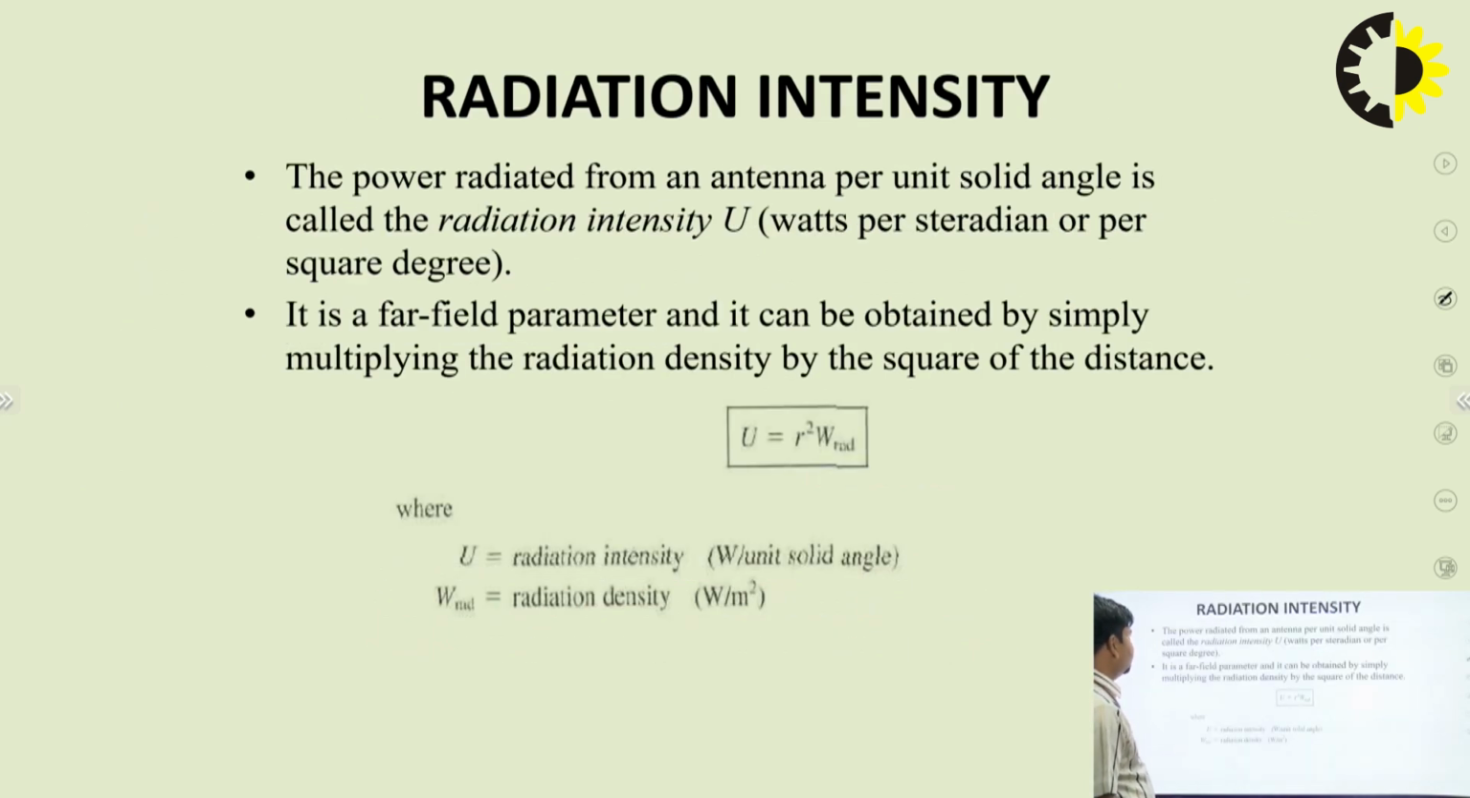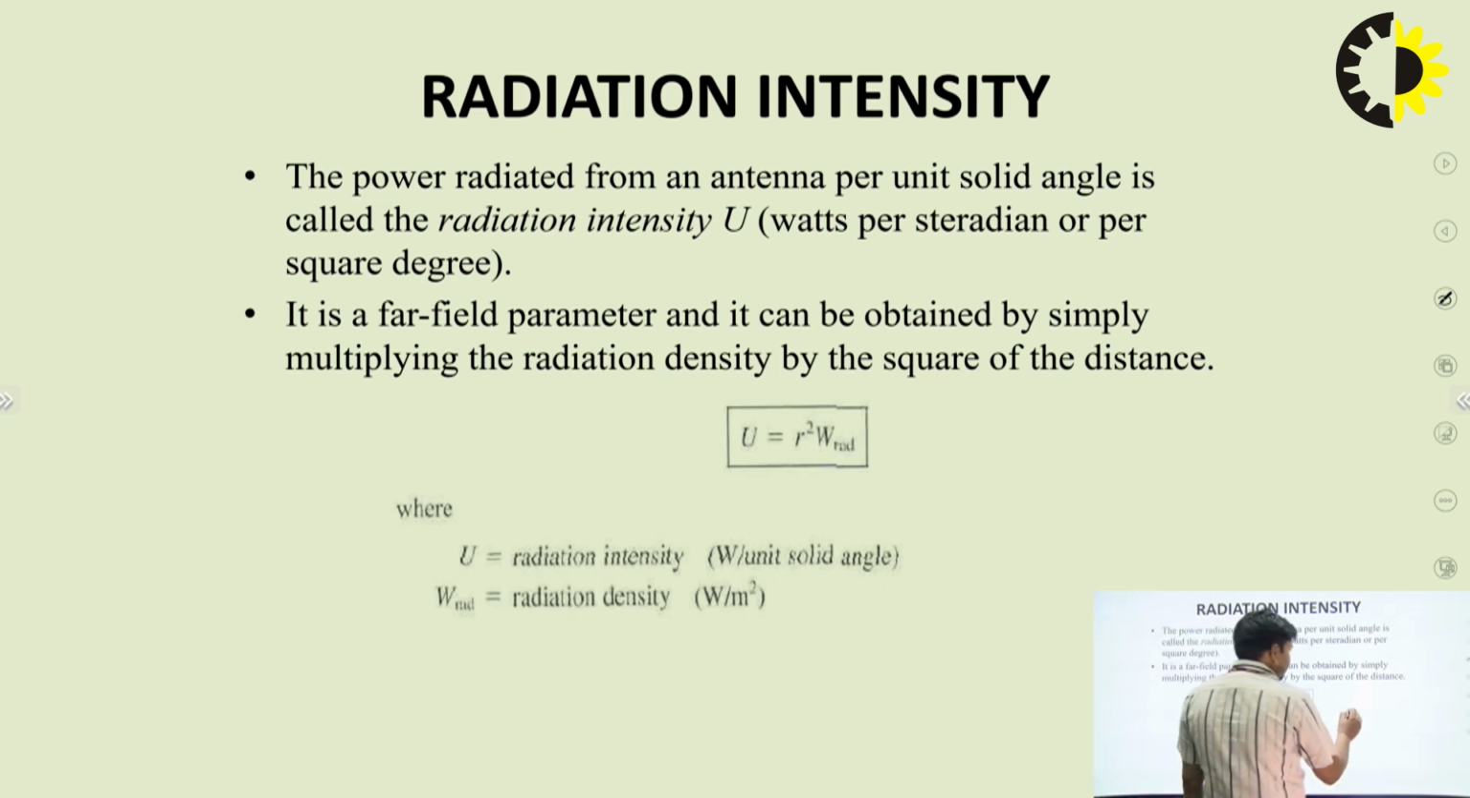What is radiation intensity? Power radiated. What is the radiation intensity of an antenna? If I can say, radiation intensity of that antenna is this. So what is the meaning of radiation intensity of the antenna? It is the power radiated by the antenna per unit solid angle. That is called the radiation intensity.